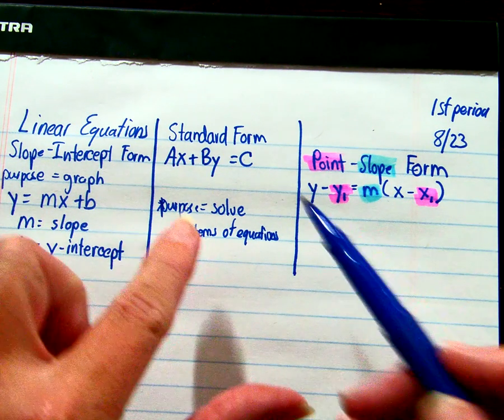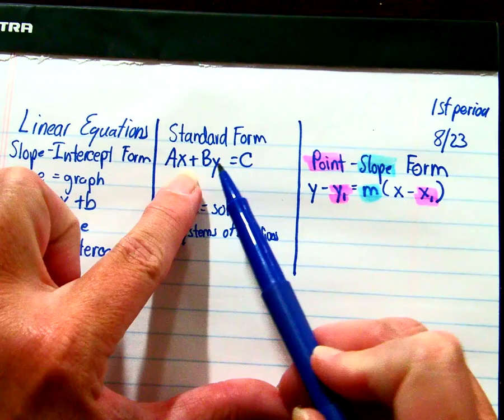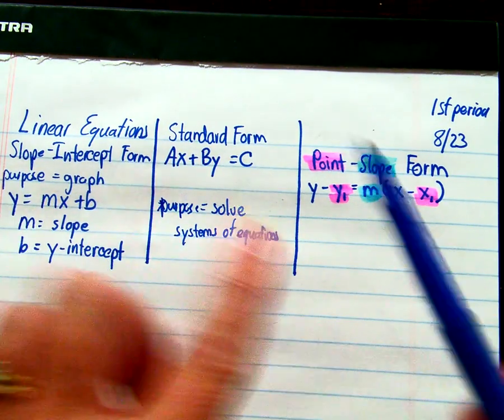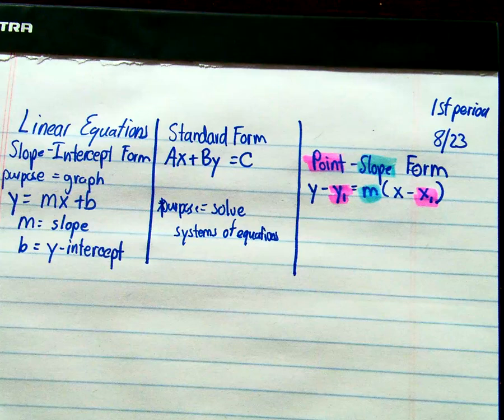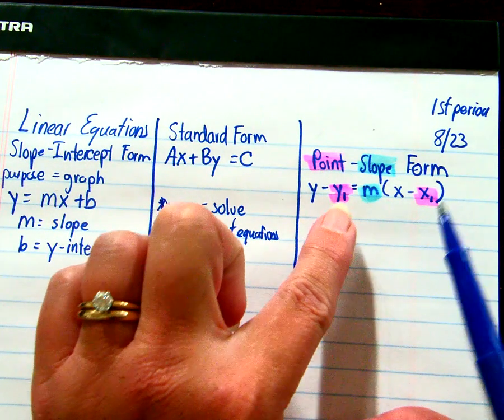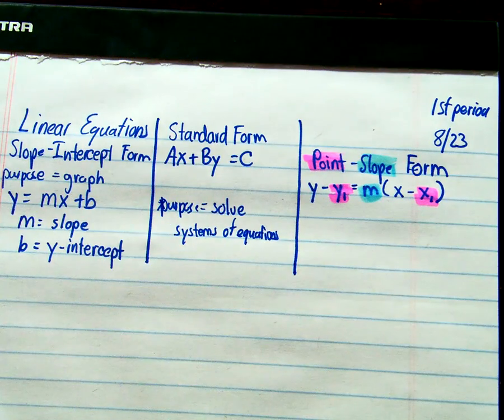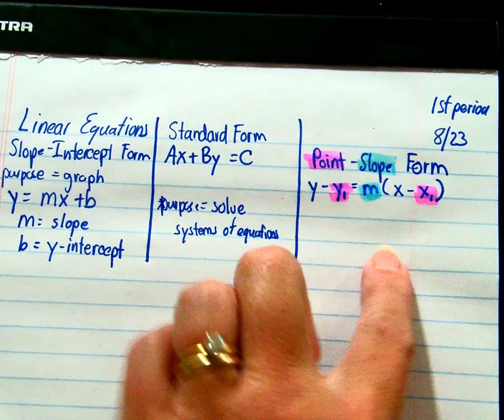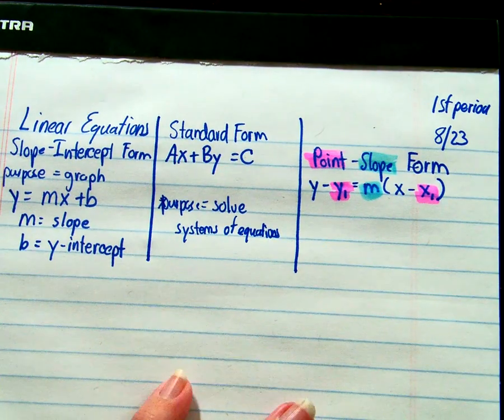It's the variable that stays a variable, just like here you have an x and a y, and here you have an x and a y. This is the real x and y that are going to stay x and y. This is where you actually stick in the point and the slope that you know. You follow?